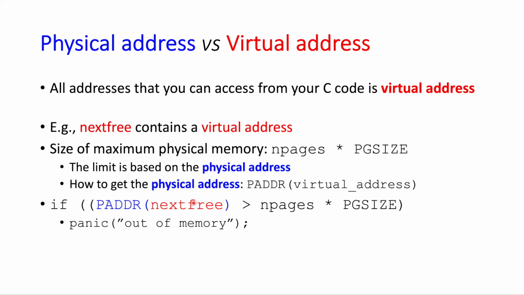But within the kernel in Lab 2, we can directly translate a kernel virtual address to a physical address by using the macro PADDR. By wrapping the next_free variable with the macro PADDR, we can get the physical address of next_free, and then we can compare this value to the limit to check whether our memory usage is out of the limit or not. So this is one example. In this slide, you can safely regard all the blue color text as indicating physical addresses, and all the red color text as indicating virtual addresses.